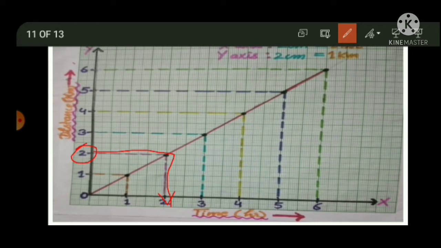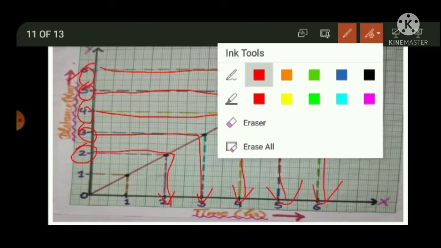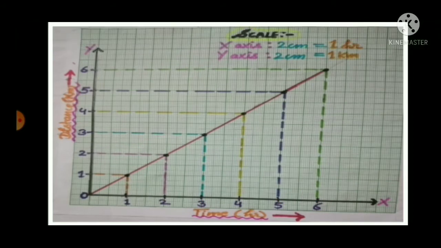Then you can see the 3. It means we have covered 3 kilometers in 3 hours. Then 4 means 4 kilometers covered in 4 hours. And then there are 5 and 6, which show we have covered 5 kilometers in 5 hours and 6 kilometers in 6 hours. And you can see that at the top the scale is written.